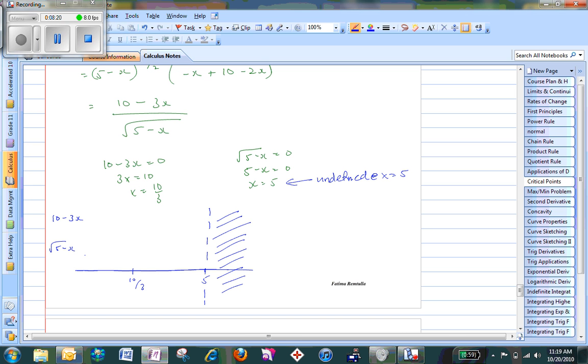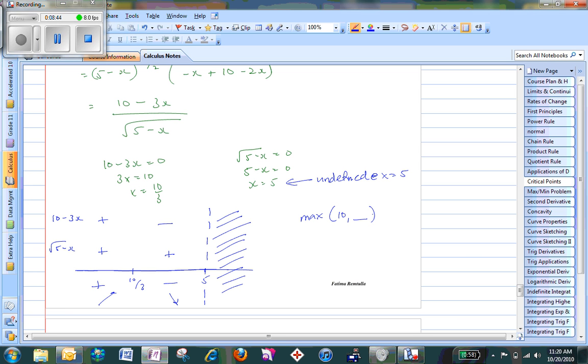Again, I'm now going to pick numbers. So let's say 0 is a good number, so that's positive. I'm going to pick, let's say 4. 4 is a good number, that's negative. Again, 0, that's positive, and 4, still positive. A positive and a positive make a positive, and a positive and a negative make a negative. This goes up and then down. Therefore, there is a maximum at 10 something.